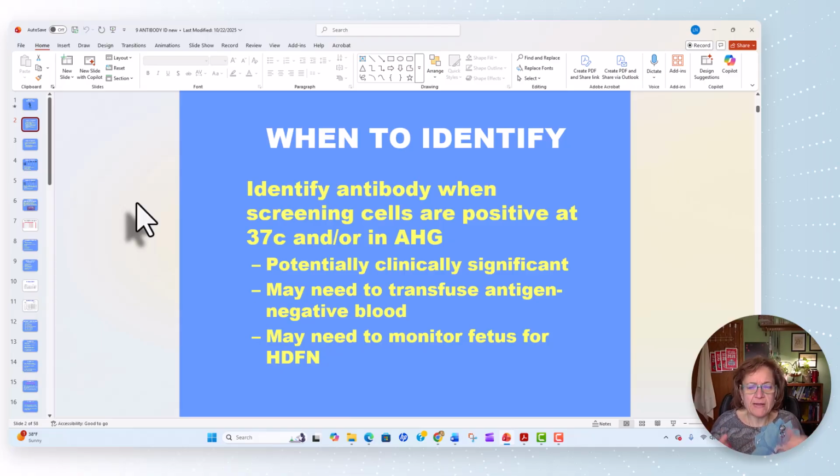So the antibody screen is positive. We have to do an antibody ID. We have to find out what it is. It could potentially be clinically significant. We may have to transfuse antigen negative blood, meaning if somebody has an antibody, we don't give them more antigen, because that's going to create more antibody and more problem. Or in cases of HDFN, we may need to monitor the fetus to make sure that there's not more antibody going up that's going to cross over and hurt the baby.